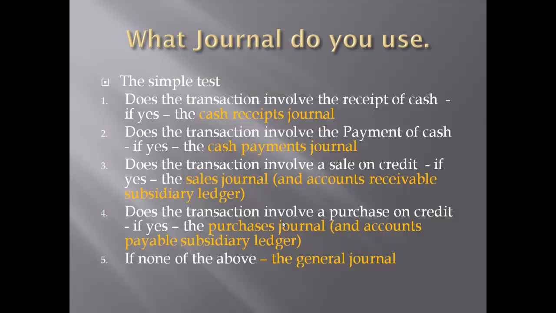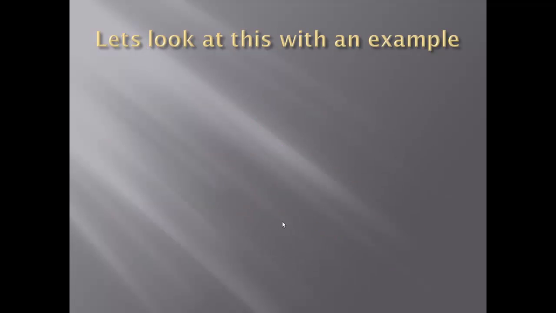If you say no to both of these, the question is, does the transaction involve a sale on credit? If the answer to this is yes, it will go in your sales journal and a corresponding entry in the accounts receivable subsidiary ledger. Fourthly, does the transaction involve a purchase on credit? And if your answer here is yes, the purchases journal is the journal you'll use, and you'll do an entry in the accounts payable subsidiary ledger. If we've got none of the above, then the entry goes into the general journal.